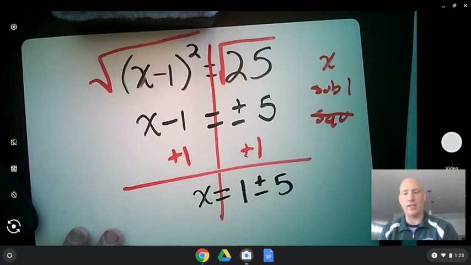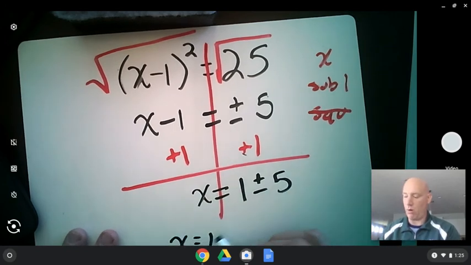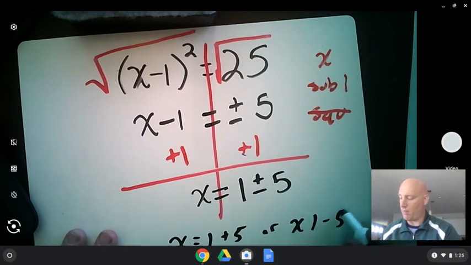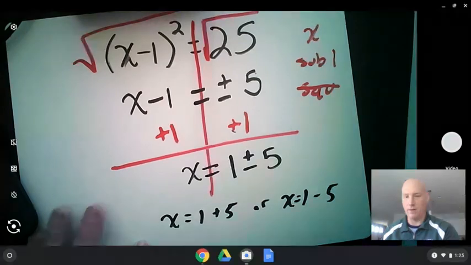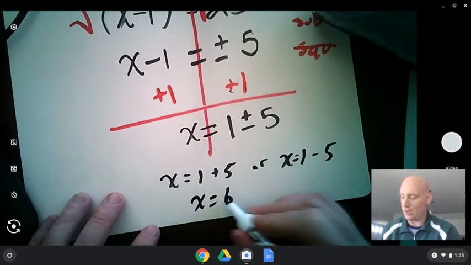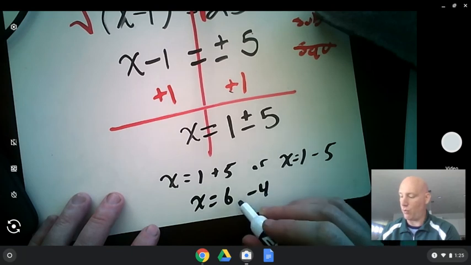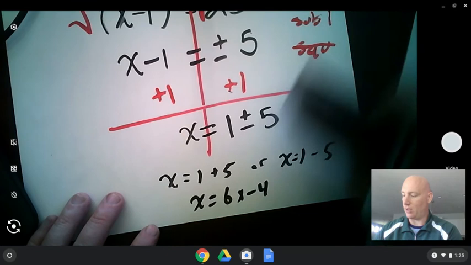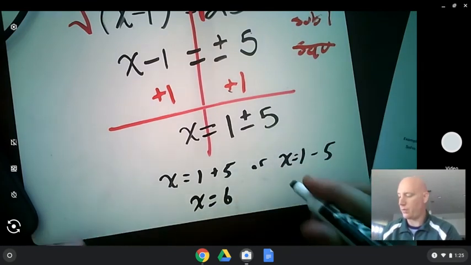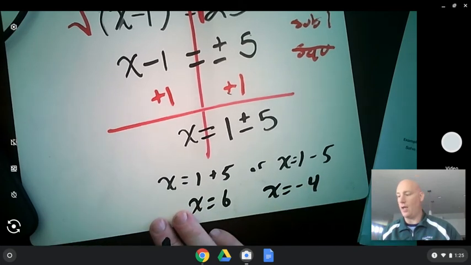Now I'm going to actually get two answers because plus minus means two different operations. So X could equal 1 plus 5 or X can equal 1 minus 5. Okay. Then we're going to get the rest of our answers. So X could equal 6 or X could equal negative 4. I'm going to write that a little bit neater. Sorry. Okay. And both of them work.